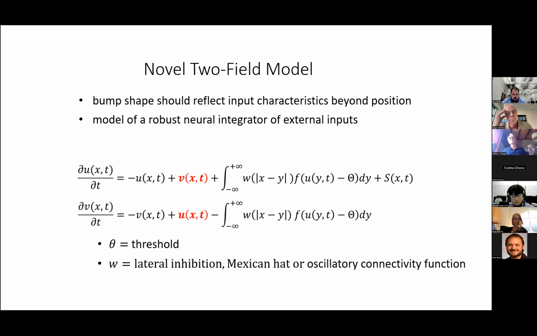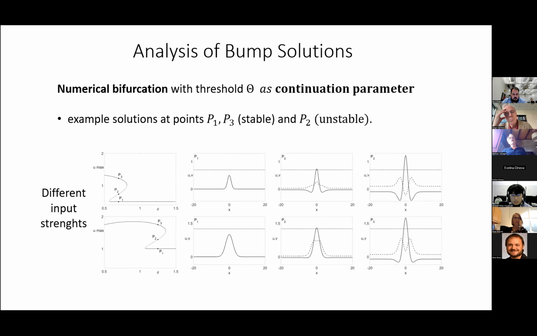So we have done this for the 1- and 2-dimensional case: existence, stability, all of that. Now I show you just numerical bifurcation, with theta, the threshold, as continuation parameter. It means you create the solution and then track numerically its existence when certain parameters change. And what you find here, theta is the threshold parameter.